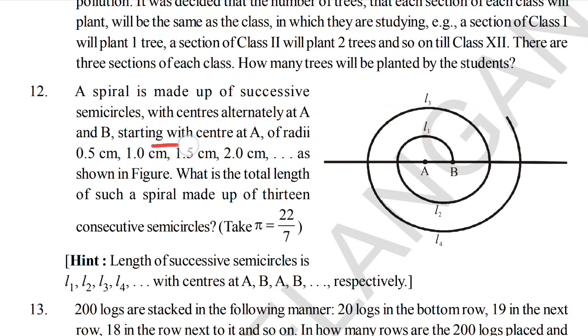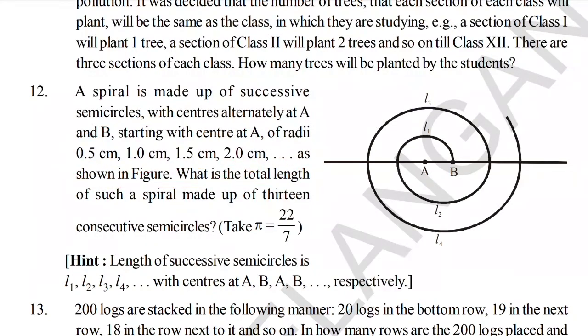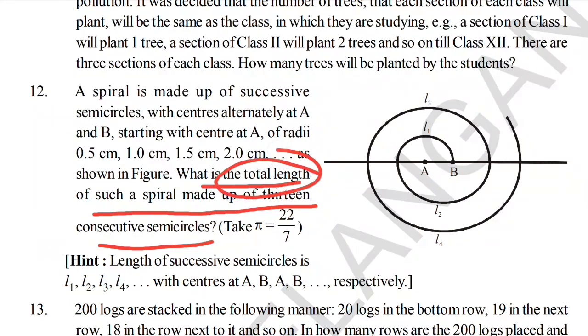So first, starting with the centre A, of radii 0.5, 1.0, 1.5, 2.0, dash. See here radii are in a particular order, 0.5 is increasing. So as shown in the figure, what is the total length of such a spiral made up of 13 consecutive semicircles? So what is the total length? Total length he is asking, so that means we have to find the S13 value. To get the S13 value we need first term a and common difference d.